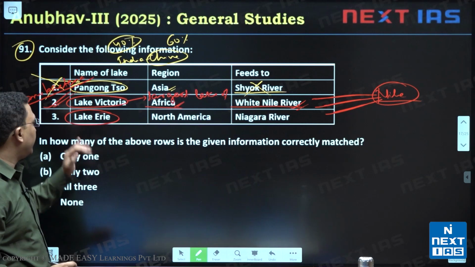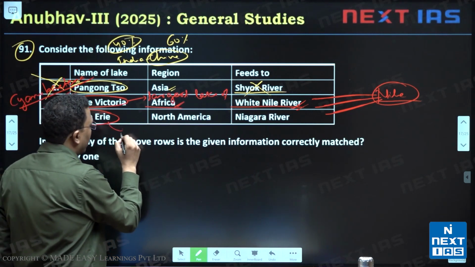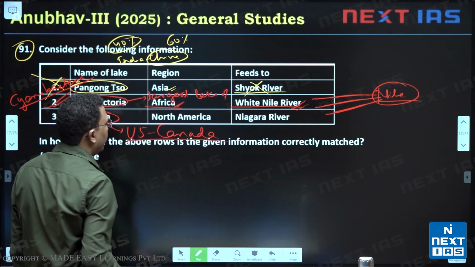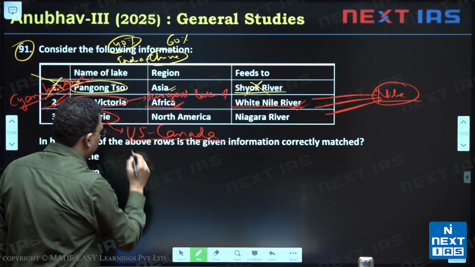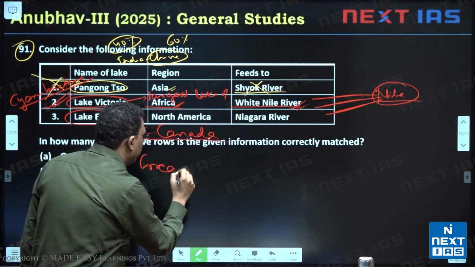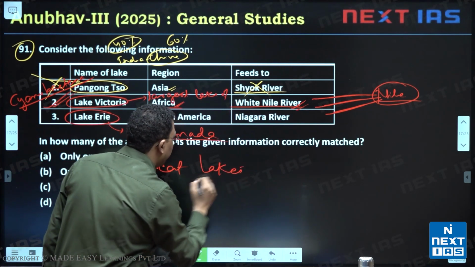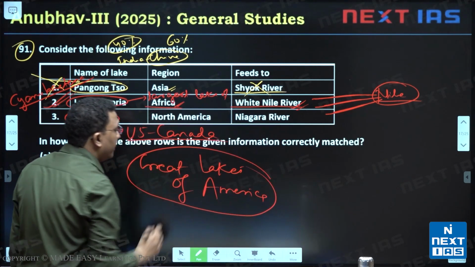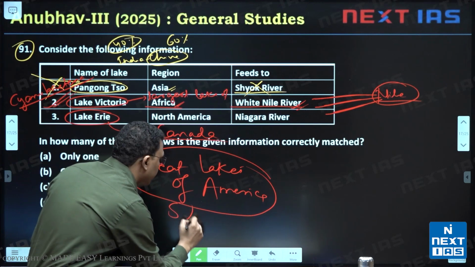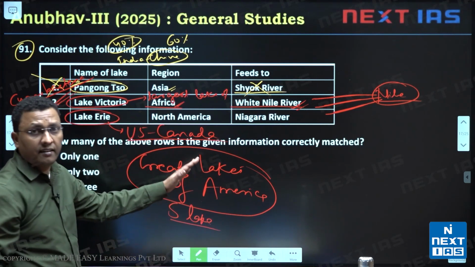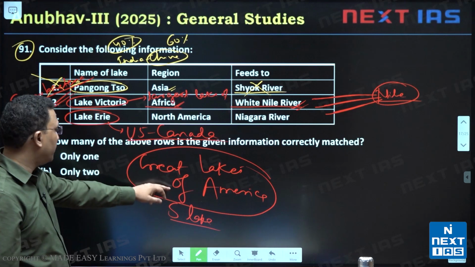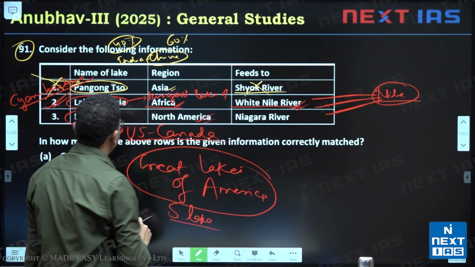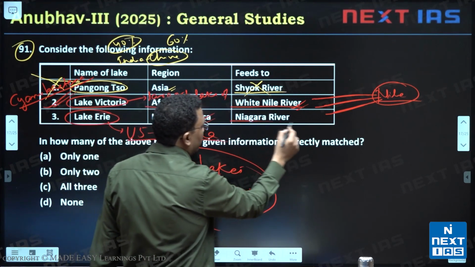The third one, Lake Erie. Lake Erie is located on the US-Canada border, right? And in fact, it is one of the 5 Great Lakes of America. Great Lakes of America is basically a group of 5 lakes that lie across US and Canada, and Lake Erie is one of the 5 lakes, right? So Lake Erie is located in North America, this is correct, and it feeds to Niagara River, right?